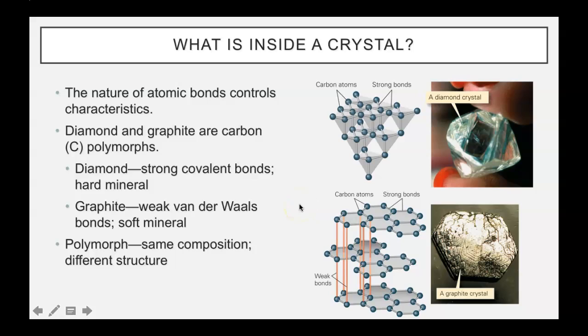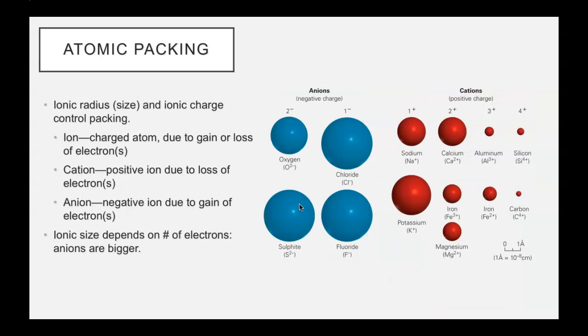So they're polymorphs, meaning they have the same composition. They're both carbon, but they have really different atomic structures.